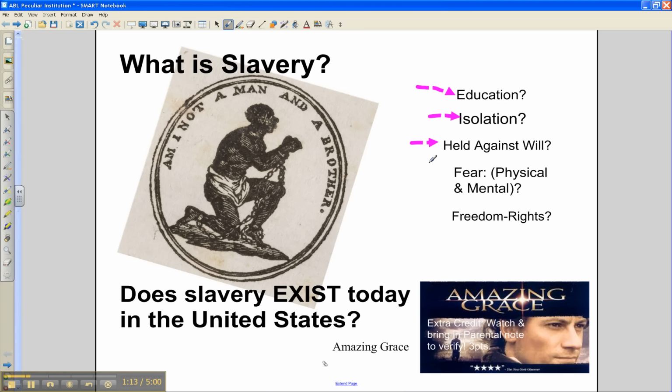They were held against their will. Fear was used to keep people from running away. And there's two types of fear. There's physical as well as there's mental fear. And last and finally, of course, when it comes to slavery, people are deprived of their freedoms and natural human rights. The other thing that's intangible here is I want us to realize that slavery does exist in the world in which we live today.